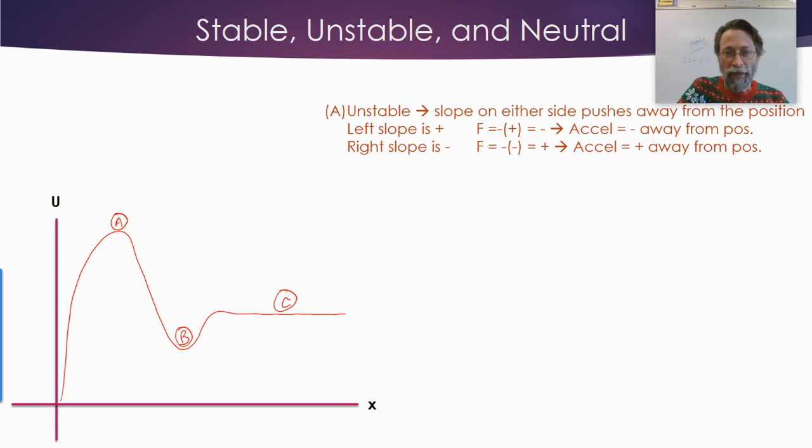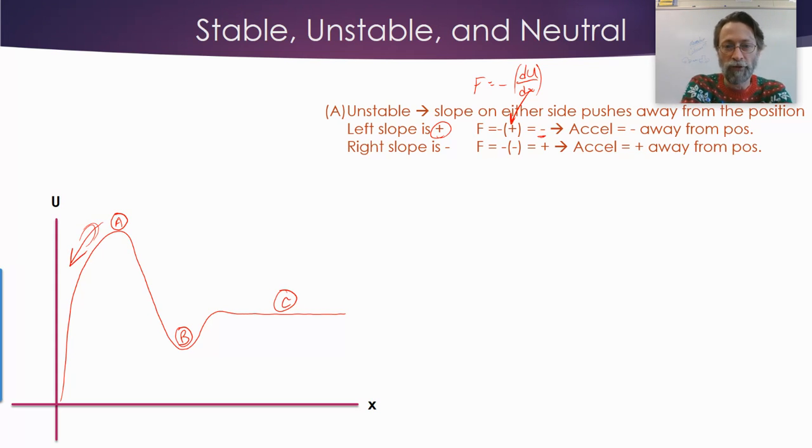Okay. For part A, it is considered to be unstable because the slope on either side of where A is pushes the object away from the position. So to the left over here, this slope is positive, which means that whenever I put into that force function, so remember force is equal to the negative dU/dx. dU/dx is the slope. So if I have a positive slope there, I'm going to put the positive value in there. That means I'm going to get a negative force, which means that the force is pushing A away from that position.